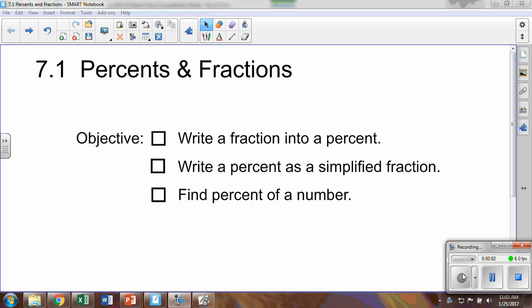Our focus today, we're going to look at percents and fractions. In particular, we're going to focus on writing a fraction as a percent, writing a percent as a fraction, and also calculating the percent of a number. And so, launching right into it.